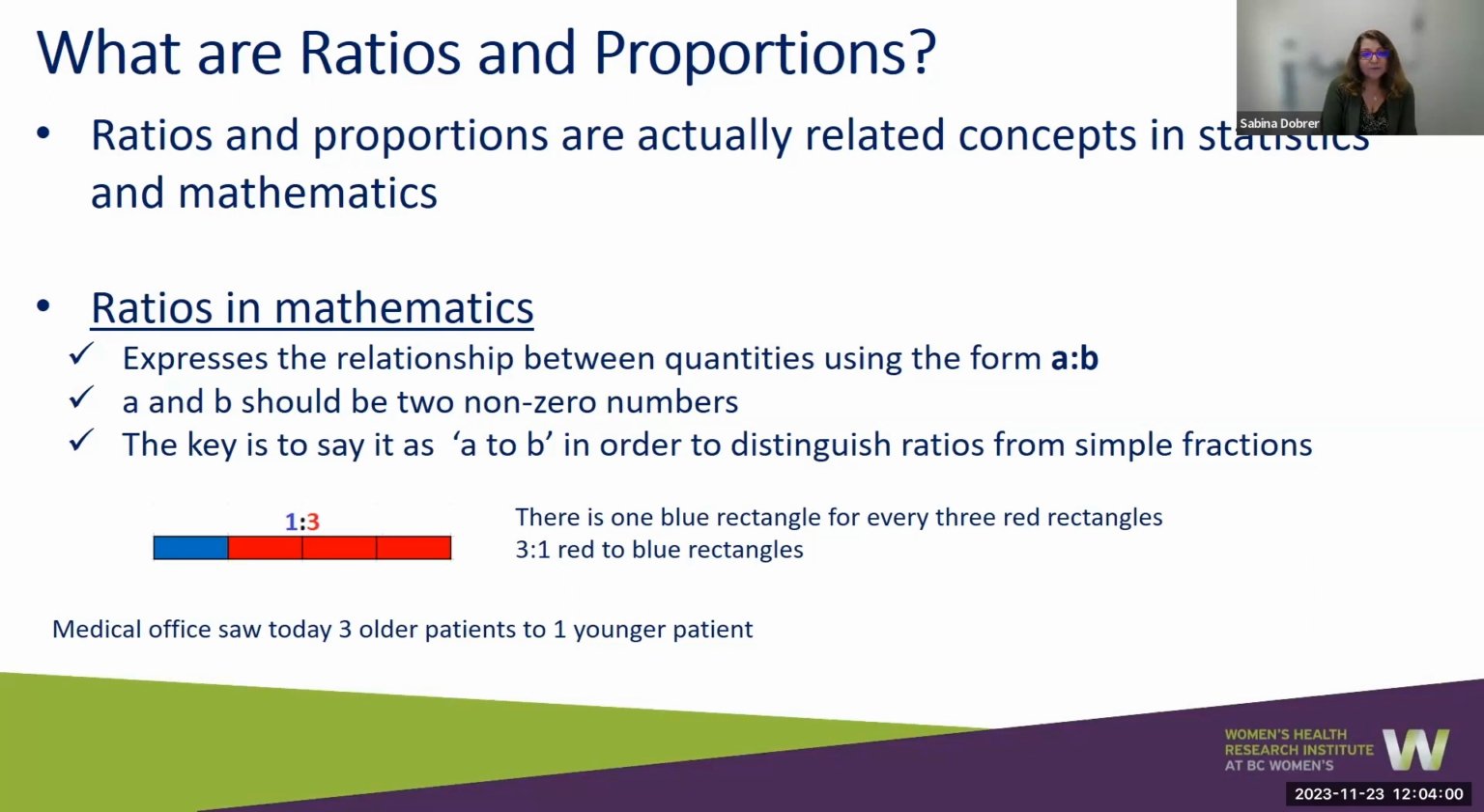For example, if in our box there is one blue rectangle for every 3 red rectangles, the ratio of red to blue will be 3 to 1, or blue to red will be 1 to 3. For example, we can say today in our medical office we see 3 older patients and only 1 young patient. So the ratio between older and younger patients in this case will be 3 to 1.